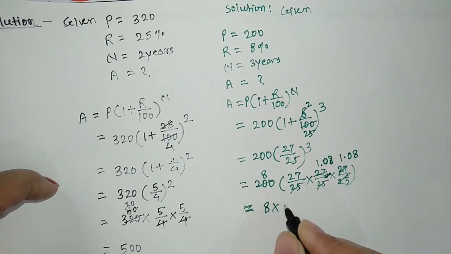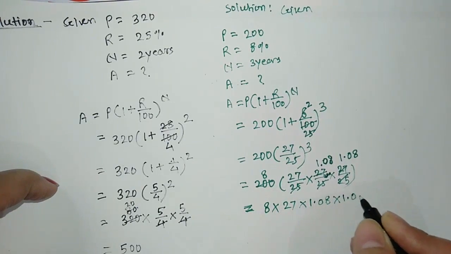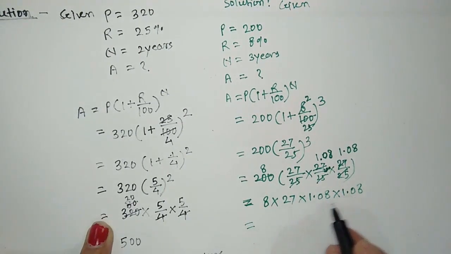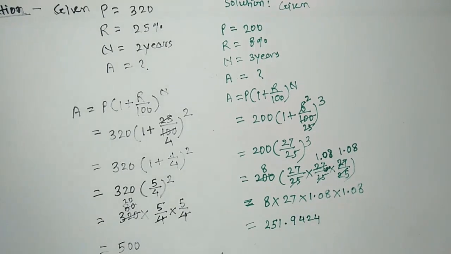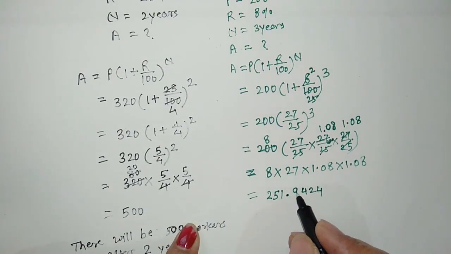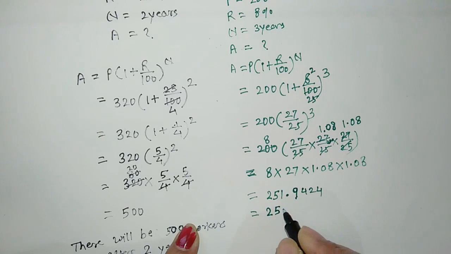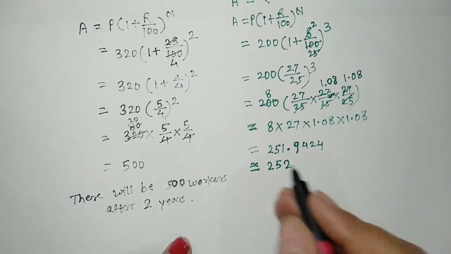So equal to 8 multiply by 27 multiply by 1.08 multiply by 1.08. Take the multiplication. So if we take the multiplication of all these numbers, then it is 251.9424. So see the after decimal point, first digit is greater than 5. So 1 is added to the 1. So 252, this is the approximate value.